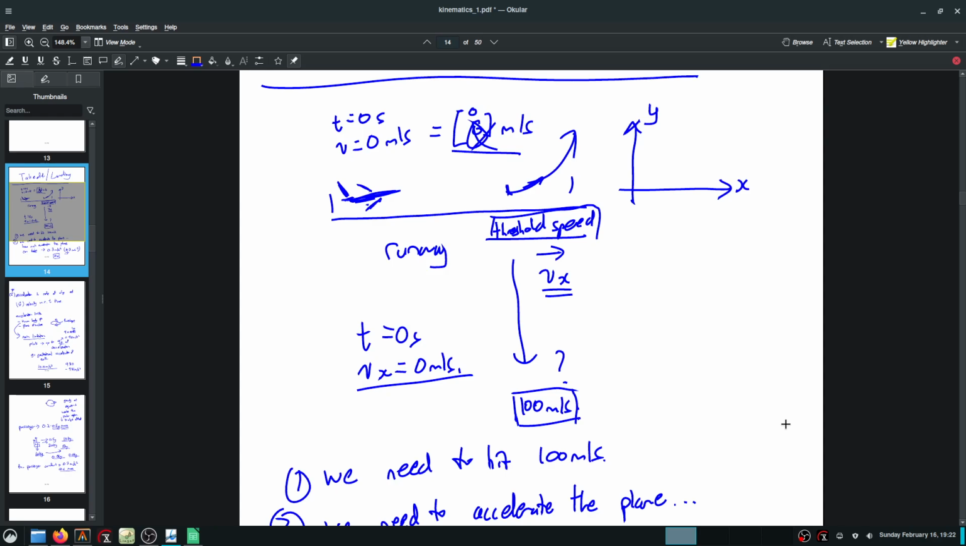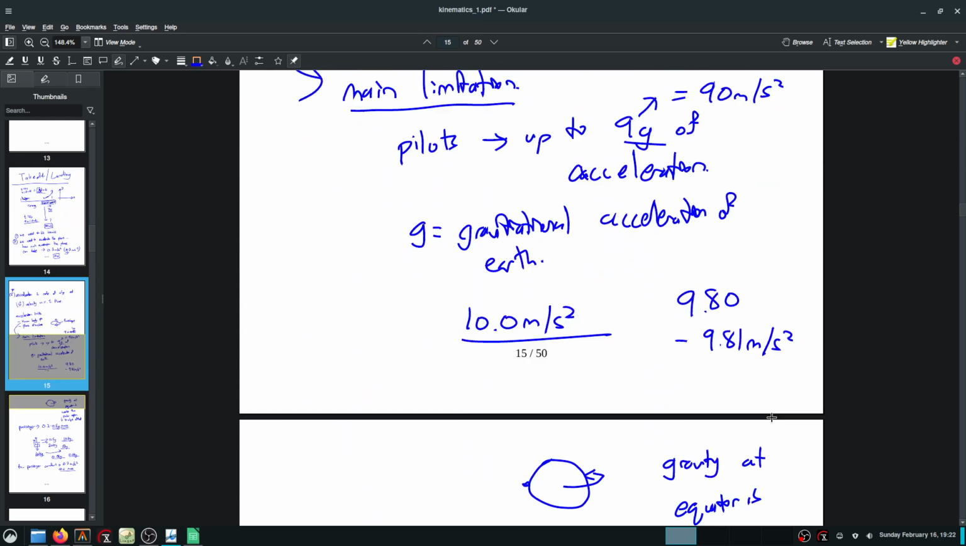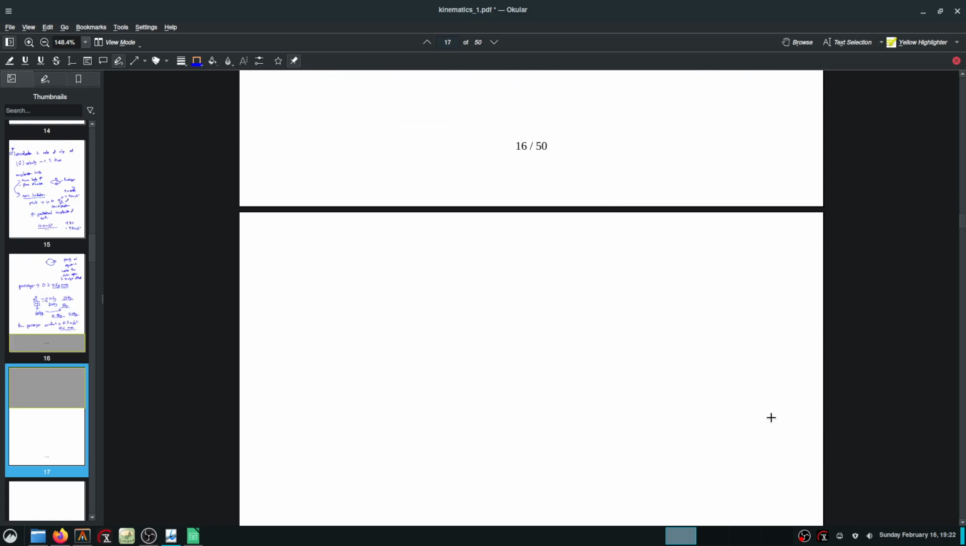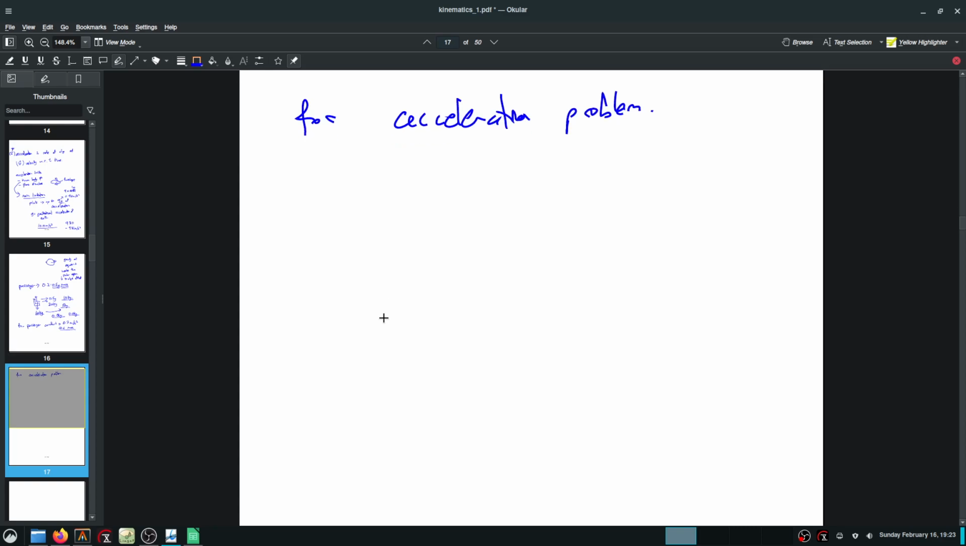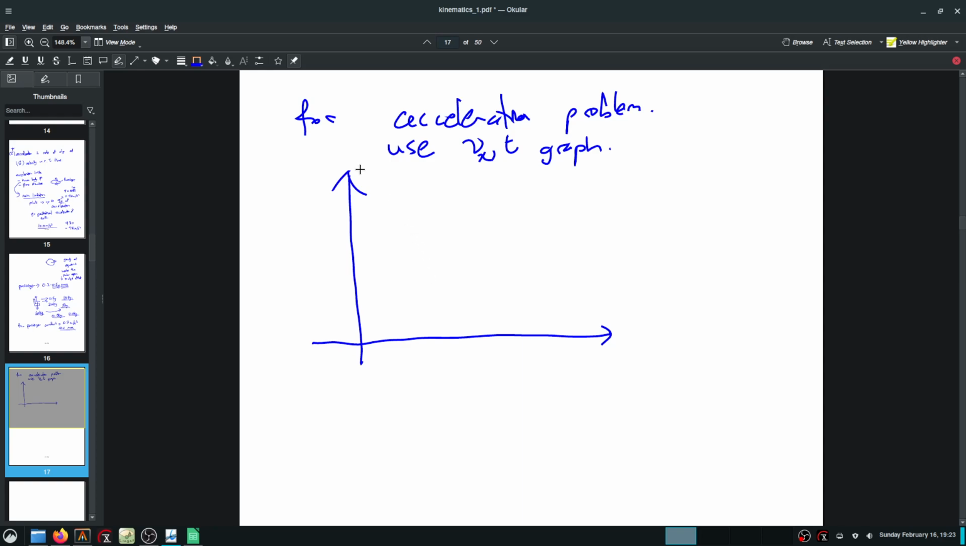So how long does your runway need to be? Okay, so for this kind of acceleration problem, because the speed is not constant, you cannot just use velocity times time. So what I like to tell students is use the velocity time graph. I'll be specific here, I'll use velocity in the x direction. So velocity in the x direction versus time.